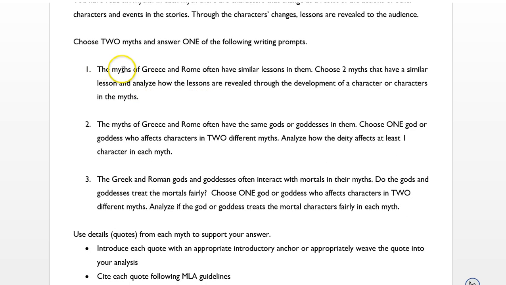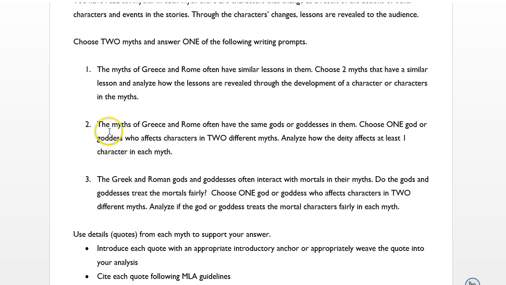The first one: the myths of Greece and Rome often have similar lessons in them. Choose 2 myths that have a similar lesson and analyze how the lessons are revealed through the development of a character or characters in the myths. So we looked at many lessons in these myths, and you're looking for a similar one in 2 different myths, and you're going to focus on one character in particular who shows that lesson through what happens to them or their actions and responses.